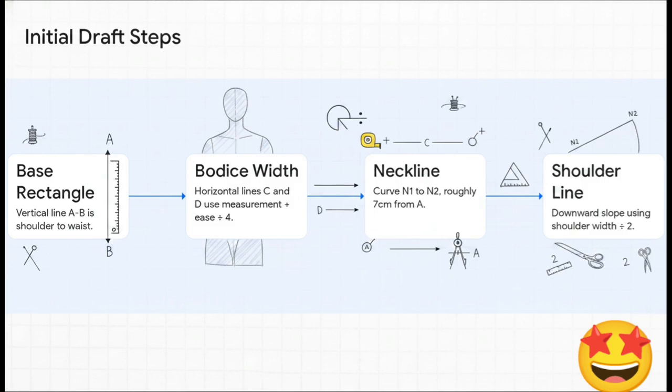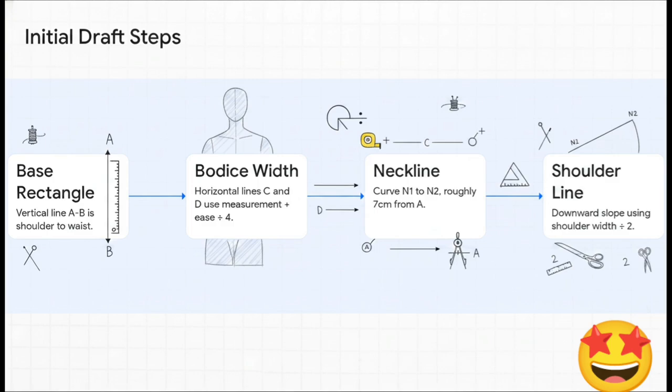We take the bust measurement, add our ease, and divide by 4. Why 4? Because we are only drawing a quarter of the body right now. That gets us point C. Do the exact same thing at the bottom from point B using your waist measurement plus ease divided by 4 to get point D. Awesome, now we have a basic rectangle.